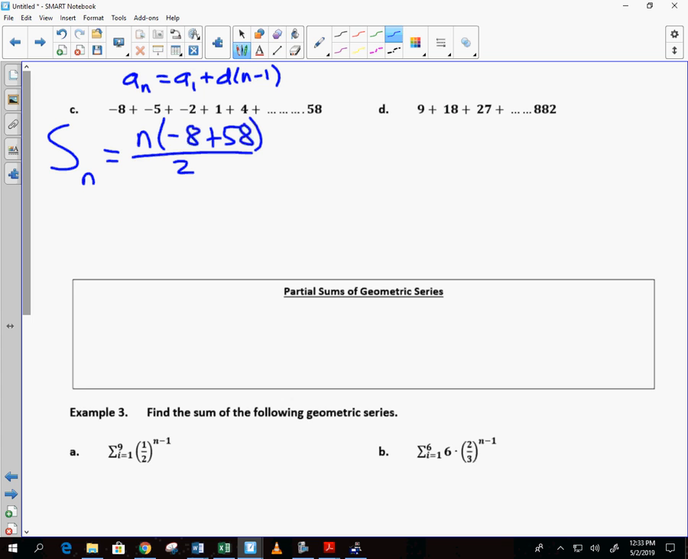Kind of wondering what term number 58 is, right? So 58 is equal to negative 8 plus the difference. What's the difference here? 3 times n minus 1. Would that formula from yesterday help us? Sure would. So we get 66 is equal to 3 times n minus 1, or 22 equals n minus 1, or n is 23.